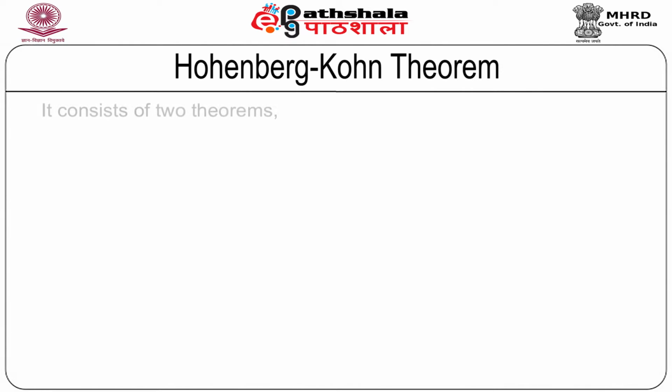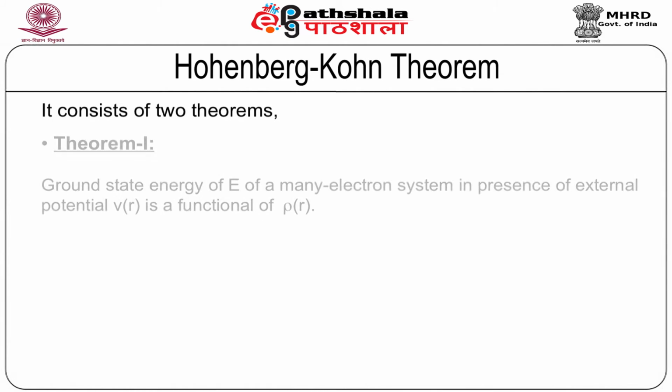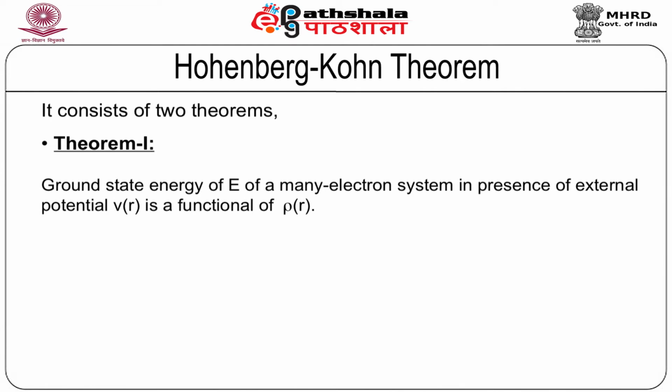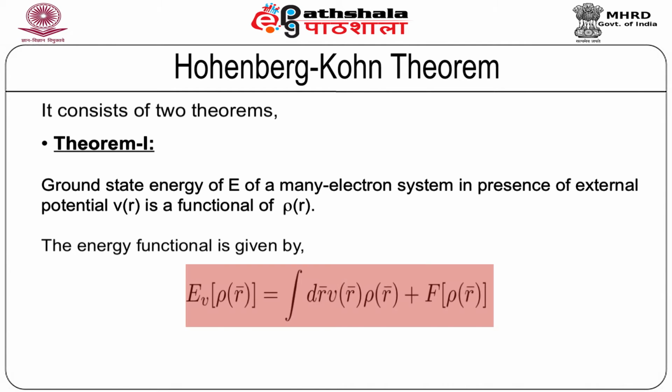Hohenberg-Kohn theorem consists of two theorems. The first theorem says that the ground state energy E of a many electron system in presence of an external potential V(r) is a functional of ρ(r). The energy functional is given by E_V, which is a functional of density ρ, is integral dr V(r) ρ(r) plus F, which is again a functional of ρ(r).